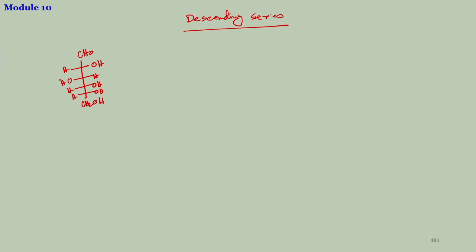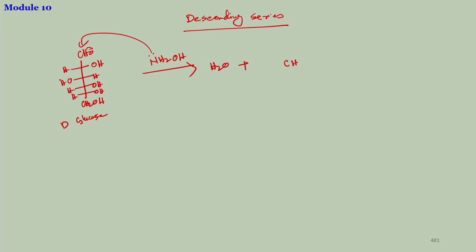Now coming to the descending series. Starting with a higher order sugar, how can you reduce it by one? For example, you start with glucose, one, two, three, four, five, six. So this is your D-glucose. If you treat this with hydroxylamine, what do you get? This acts as a nucleophile, and it basically liberates one molecule of water. It is a condensation reaction, right?